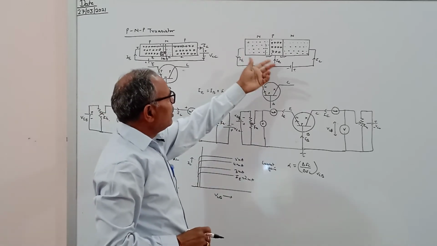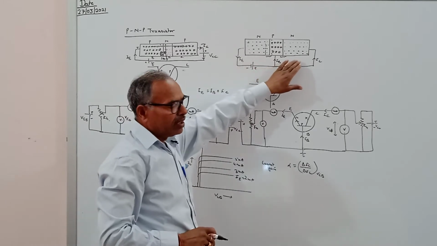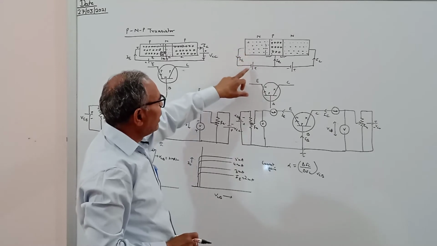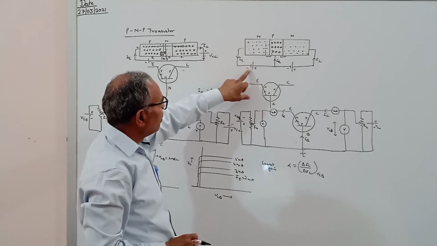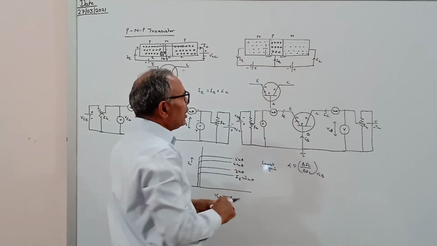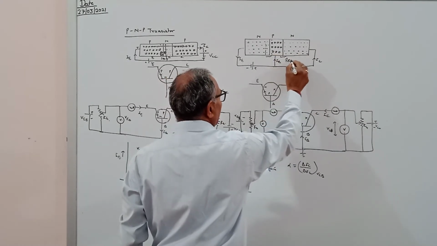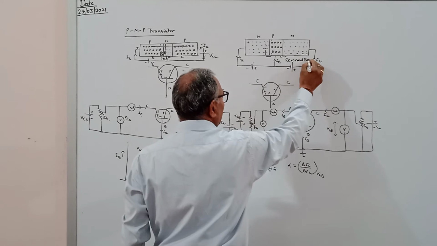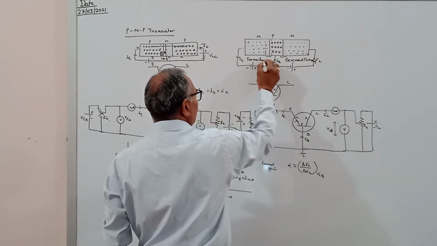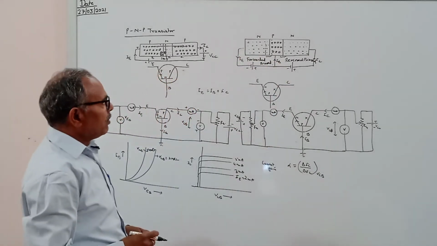Now the input should be forward biased and the output should be reverse biased. So for the N-type emitter, we connect the negative terminal of the battery here, and for the reverse bias, we connect the positive terminal here and the negative terminal there. So this is the reverse biased, and this is the forward biased. Input should be forward biased and output should be reverse biased.